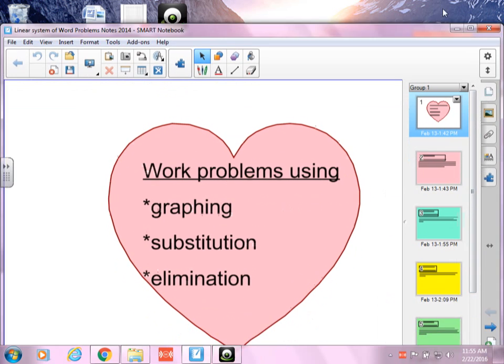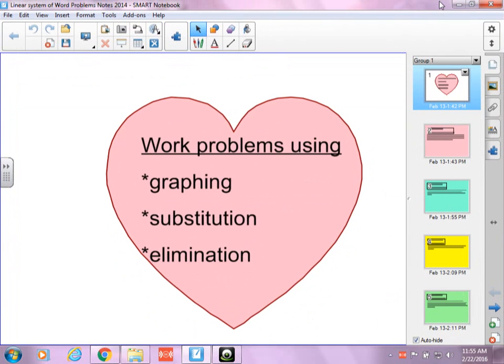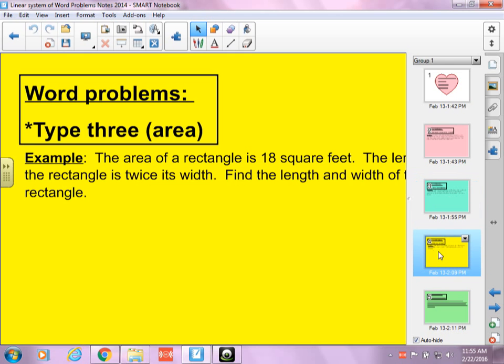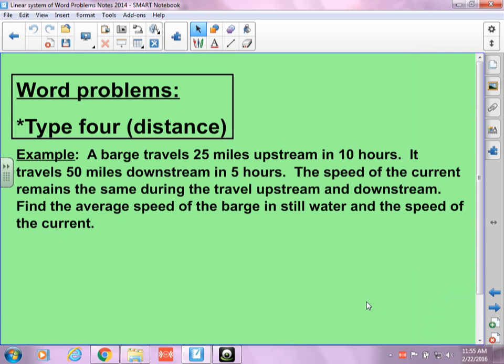So for today, we're going to do our final day of word problems. We did cost and count, we did perimeter, we did area, and now we're looking at distance, right? So we're going to use our 5-step problem-solving system. The first step is to read the problem and understand it. Second is to define some variables. Third, set up some equations. Fourth, we're going to solve the problem. And then finally, we're going to answer the question.